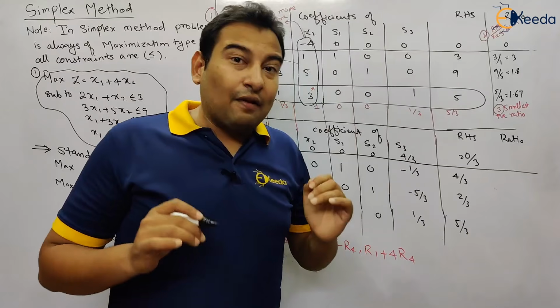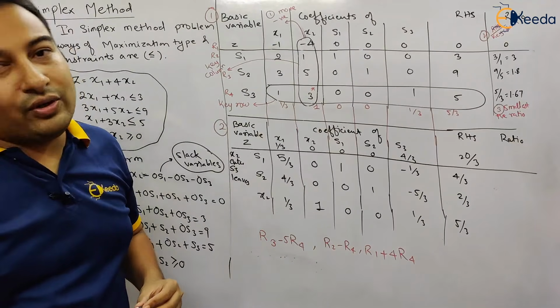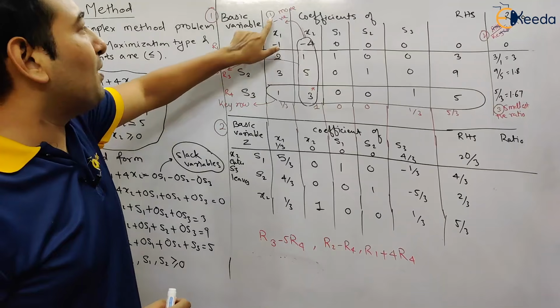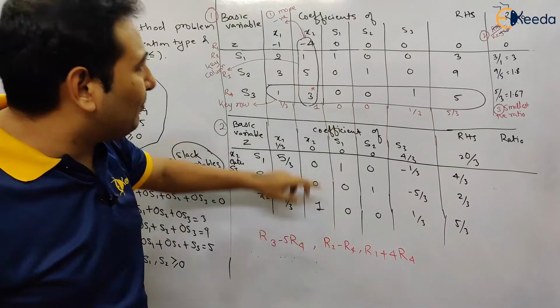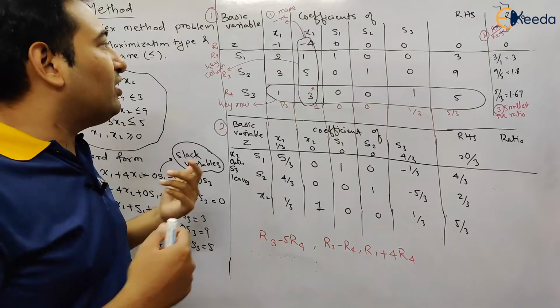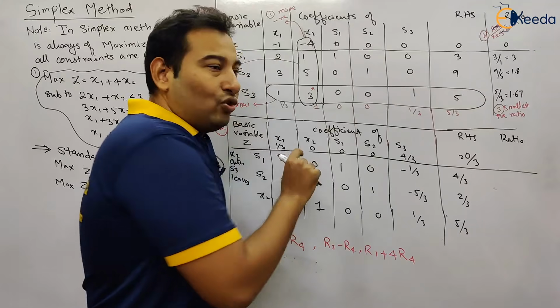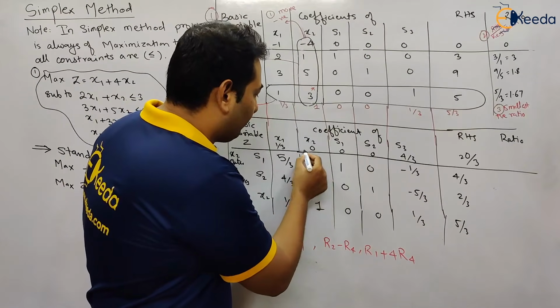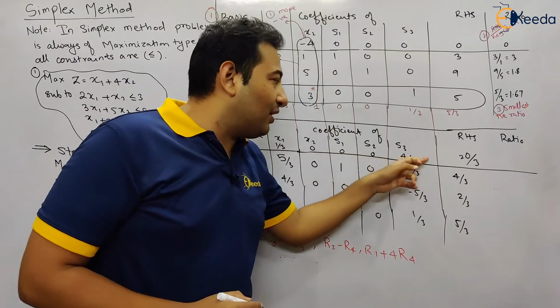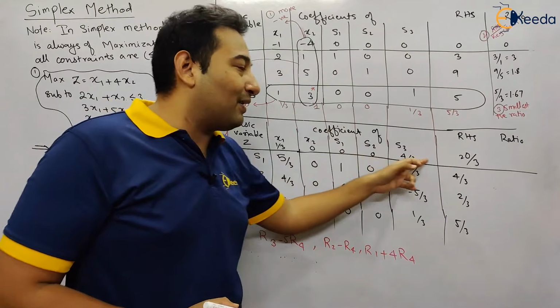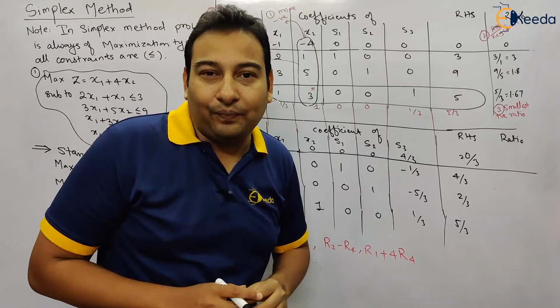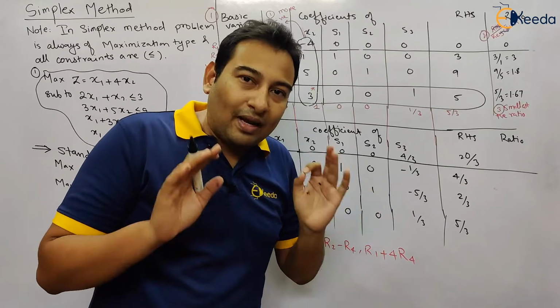What are the steps? First of all, you need to identify your key column. See here, step number 1. These steps will be repeated. Look for the most negative. Which one is the most negative here? In this particular row, there is no negative term. Is there any negative term here? No, there is no negative term here, right? That's it, we'll stop. And we got our solution.